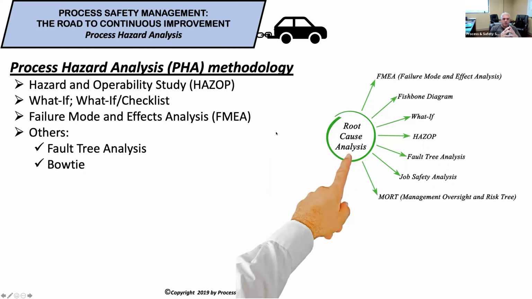So there's several methodologies that are out there, and I'm not going to go through every one of them, but for the most part, the most popular ones we see today are the hazard and operability study, or HAZOP. You have the what if, and then you also have the what if checklist. So it combines the what if analysis with a checklist of some sort. And then you have the failure modes and effects analysis, or FMEA. And then others, of course, are fault tree and bow tie. Those are the most common ones you see in our industries today.